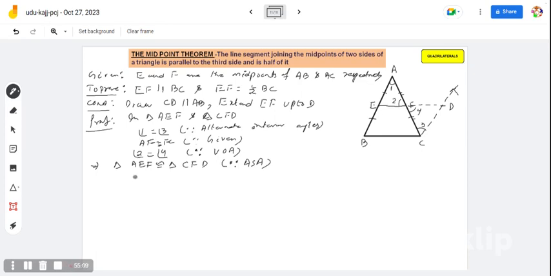Now what we get? Which implies AE is equal to CD, corresponding parts of congruent triangles, and we get EF is equal to FD, corresponding parts of congruent triangles. So we have made this triangle congruent to this triangle. So in CPCT what we got, AE is equal to CD and EF is equal to FD.